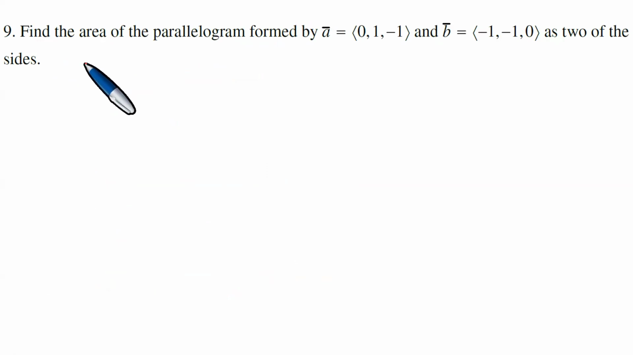Find the area of the parallelogram formed by vector A and B as two of the sides. Right, as two of the sides. So we continue. Now moving forward, we're able to get the following.